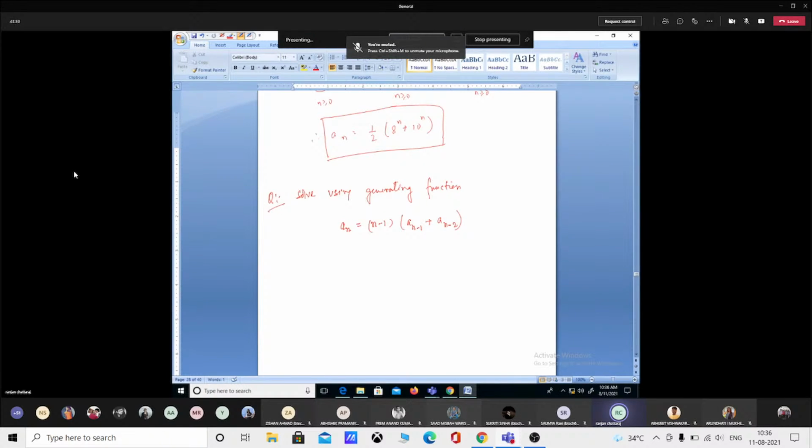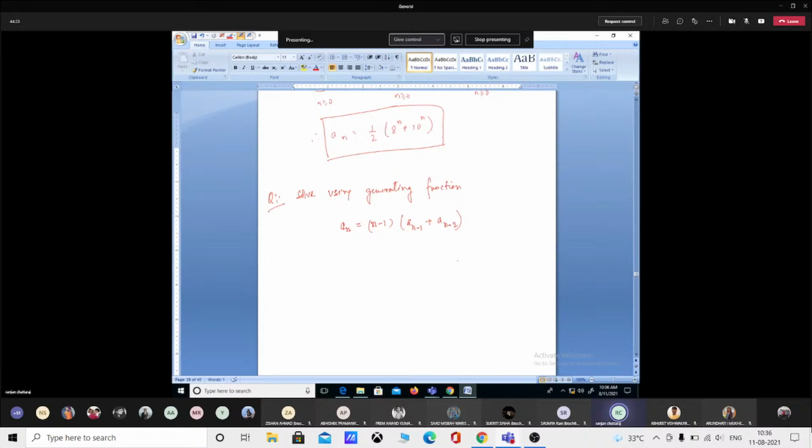How to solve this one? So first we will simplify. We have n minus 1 a_{n-1}, a_{n-2}. Okay, so what you see here, (n minus 1) multiplied by a_{n-1} is not a constant coefficient. It is not a constant coefficient.